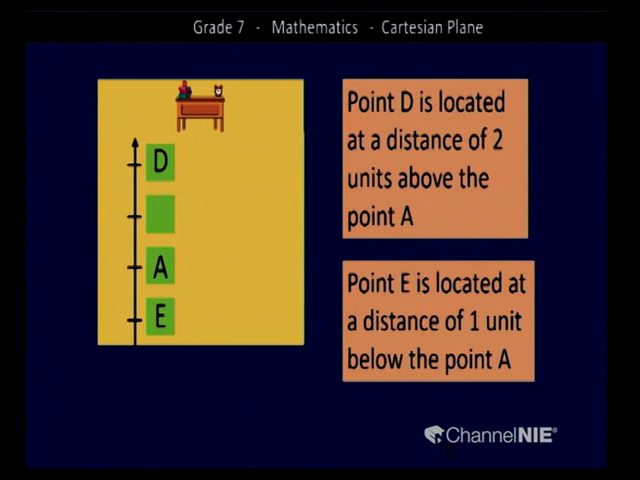So, I am going to find the locations of D and E with respect to A. Therefore, A should be on 0. Point D is located 2 units above A. That means above is the positive direction. So, D should be 2 units above A. So, before marking the point, we will put numbers. So, above means positive numbers should be marked. Then below means the negative numbers should be marked.